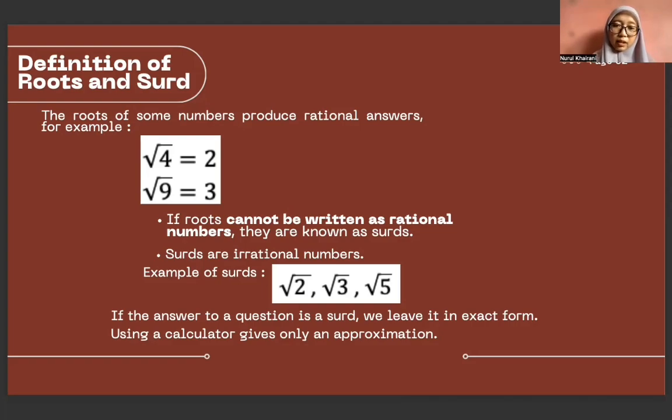Surds are irrational numbers, which means their decimal form does not end and does not repeat. For example, the square root of 2, the square root of 3, and the square root of 5. If the answer to a question is a surd, we leave it in exact form. Using a calculator gives only an approximation.